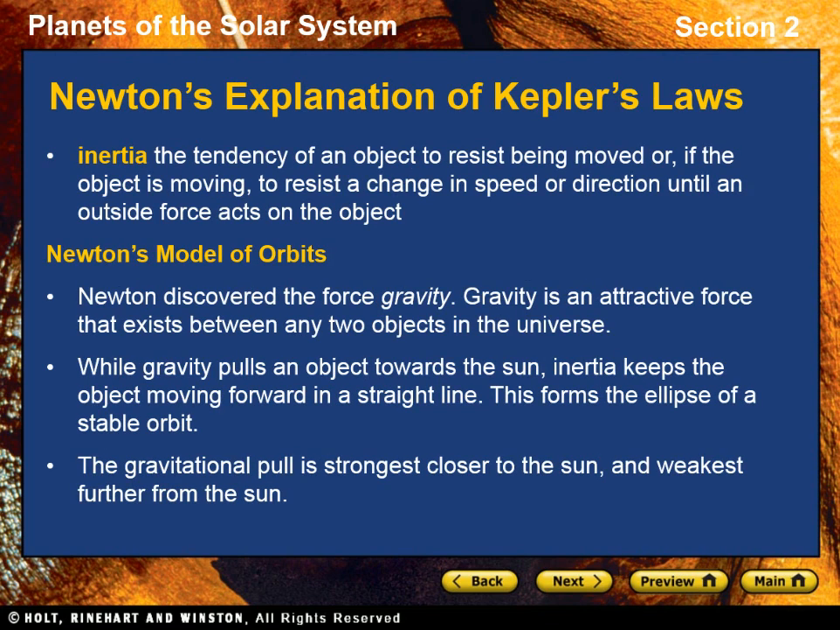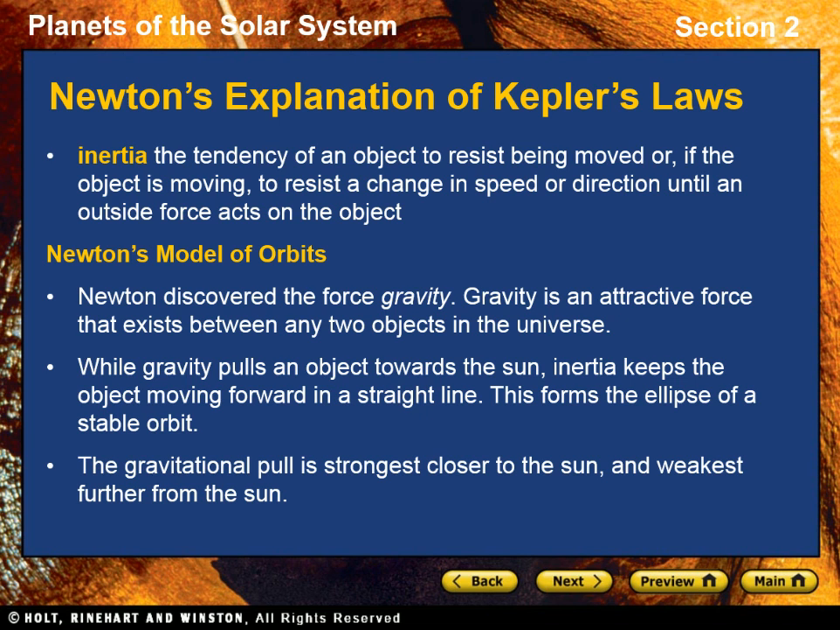Newton's explanation of Kepler's laws. Isaac Newton asked why the planets move in the ways that Kepler observed. The explanation that Newton gave described the motion of objects on Earth and the motion of the planets in space. He hypothesized that a moving body will remain in motion and resist a change in speed or direction until an outside force acts on it. This concept is called inertia. For example, a ball rolling on a smooth surface will continue to move unless a force causes it to stop or change direction.